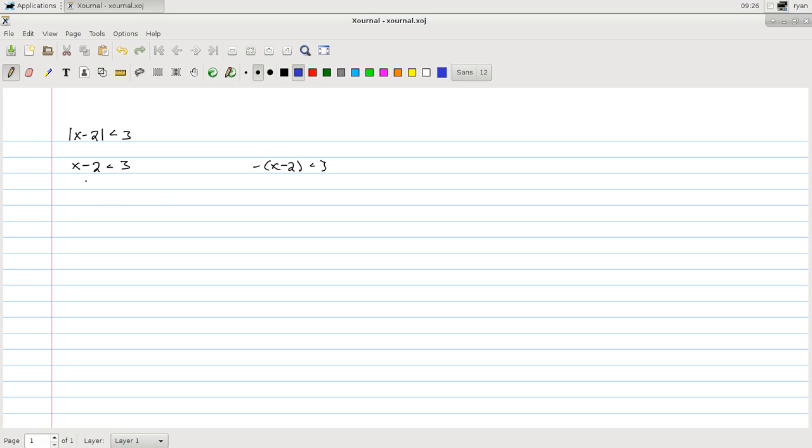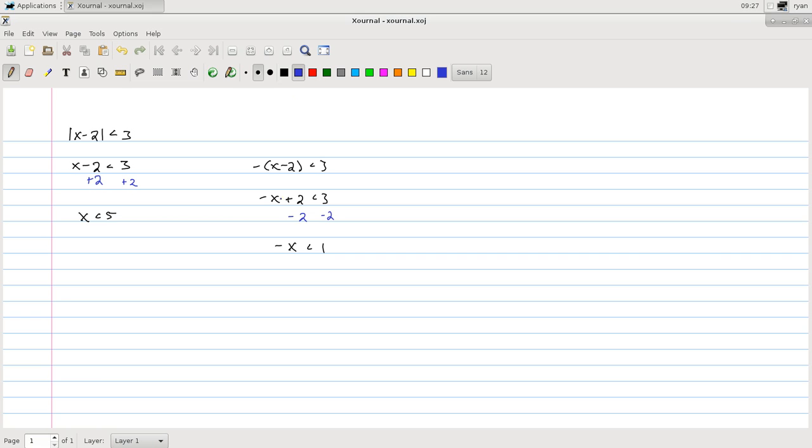So for the first one, we can solve for x by adding 2 to both sides. On the left-hand side, the 2's cancel, and we've got x is less than 5. In the other scenario, let's distribute the negative 1 through. This gives us negative x plus 2 is less than 3. And then subtract 2 from both sides, which will leave us negative x is less than 1.